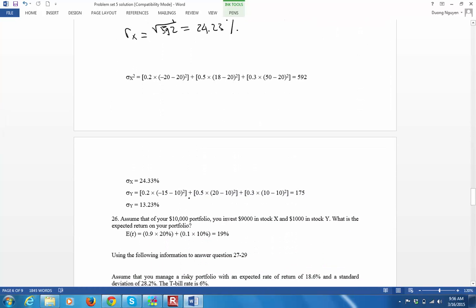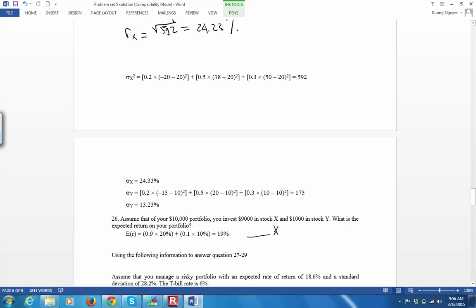You do the same thing for stock Y, and you get the standard deviation of 23%. Assume that you have $10,000. You invest 9,000 in X and 1,000 in Y. What is the return of your portfolio?